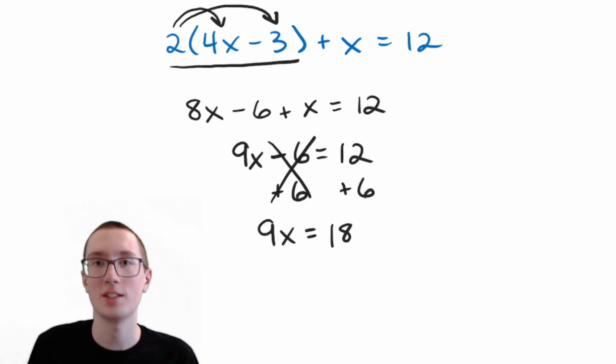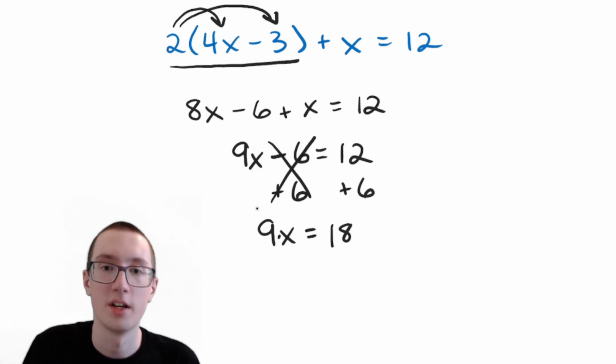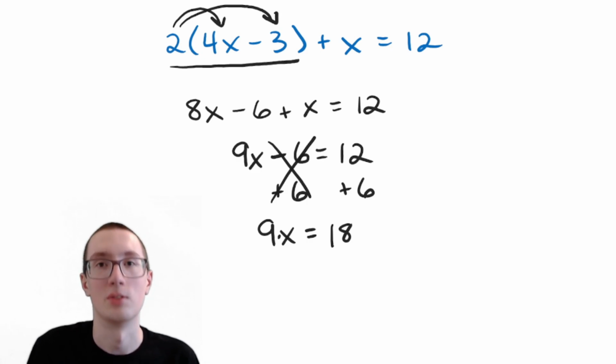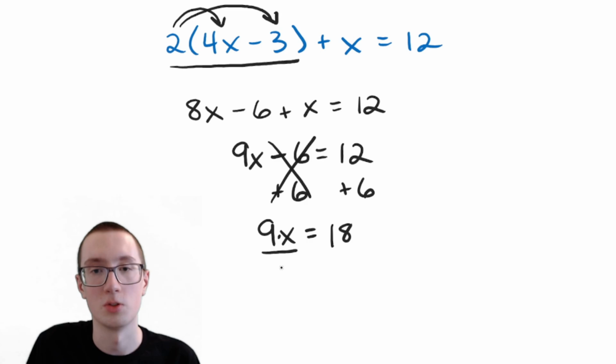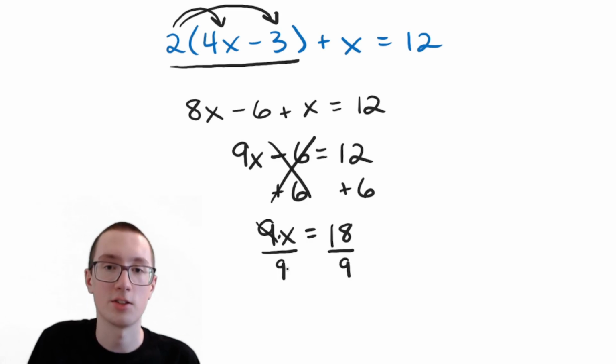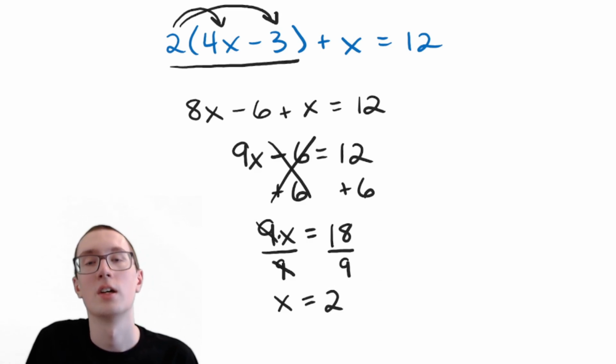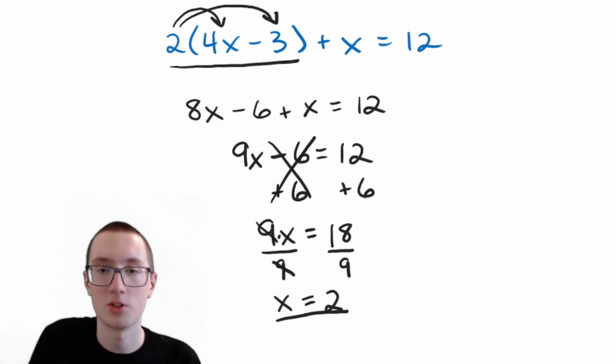And now we just have a one-step equation. And we have 9 times x. Remember, this is multiplication. So we're going to do the opposite of multiplication, which is division. So we're going to divide by 9 on both sides. So these 9s cancel out. And now we finally just have x on the left side. But on the right side, we have 18 divided by 9, which is 2. So our final answer is x equals 2.